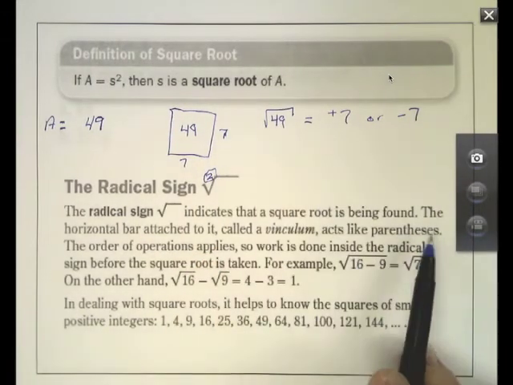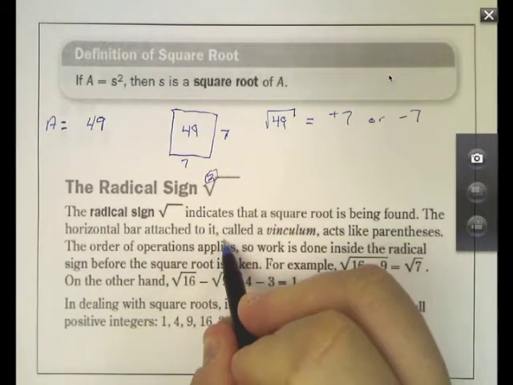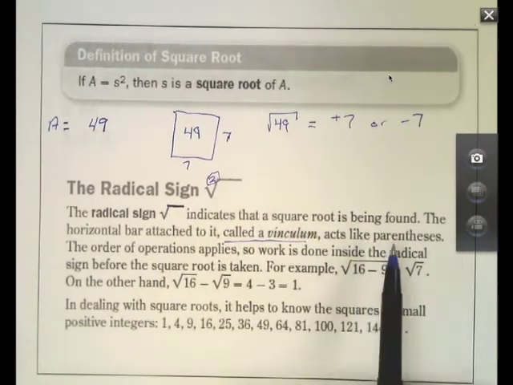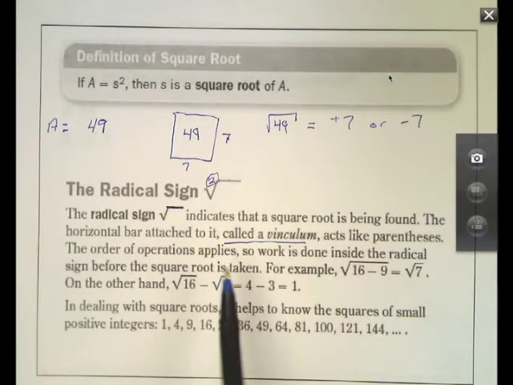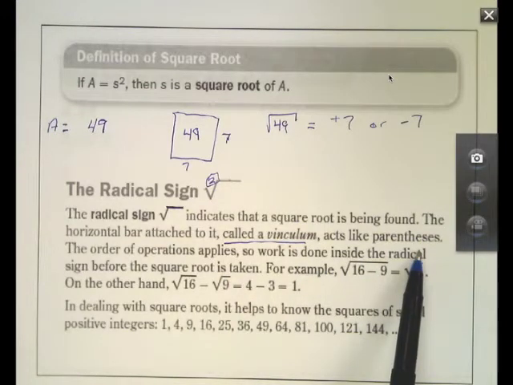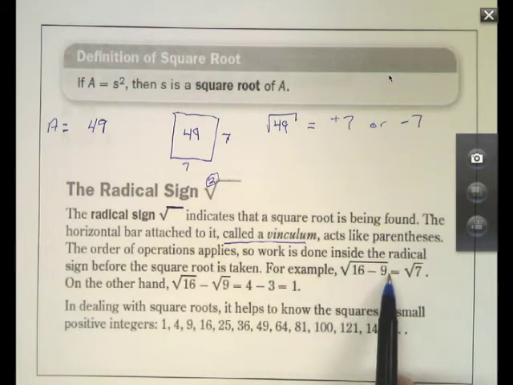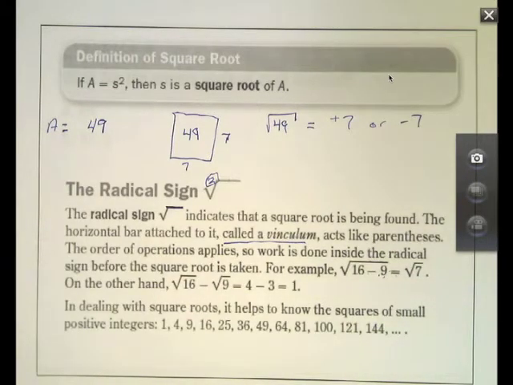The radical sign. The radical sign indicates a square root is being found. There's an imaginary index number 2 here. The horizontal bar attached to it is called the vinculum. Okay? We call this right here the vinculum. It acts like parentheses, which means you need to do that first. The order of operations applies, so work is done inside the radical sign before the square root is taken. For example, the square root of 16 minus 9. Notice the vinculum covers 16 minus 9, so we've got to do that first. What's 16 minus 9? Well, that is the square root of 7.